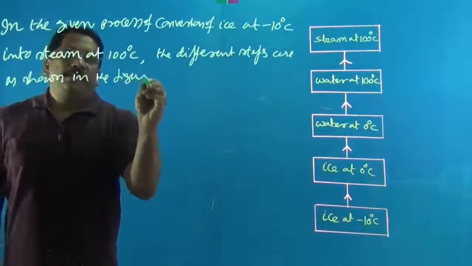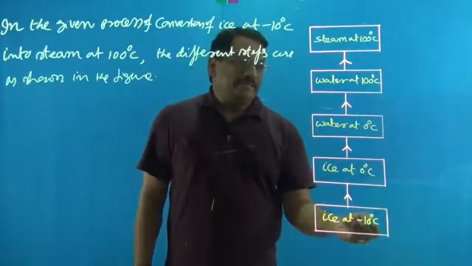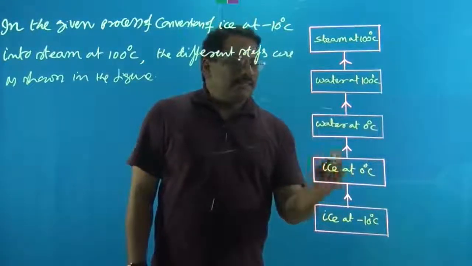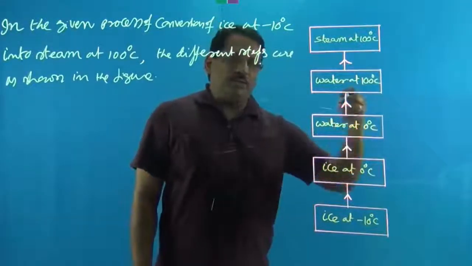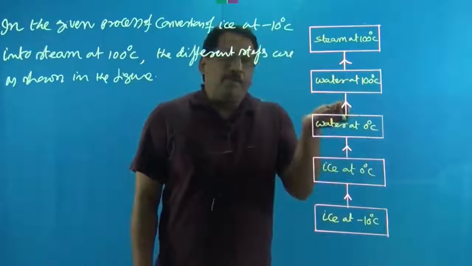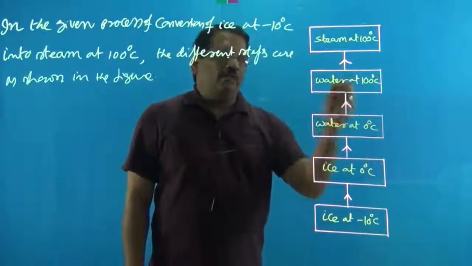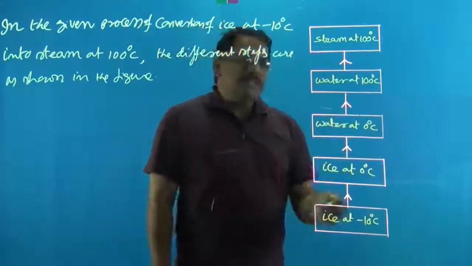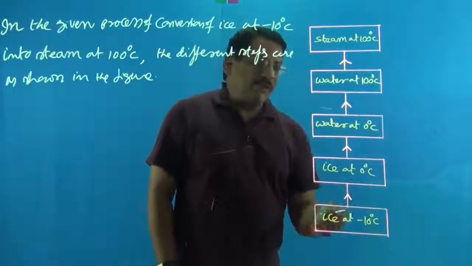Here very clearly in the figure we have mentioned it: ice at minus 10 degrees centigrade is converted to ice at 0 first, and that ice at 0 converts to water at 0 by absorbing heat in all this process. That's why the upward arrow mark is shown. And water at 0 converts to water at 100, and water at 100 converts to steam at 100 degrees centigrade. Now in these different steps the heat absorption that is involved can be given as follows.